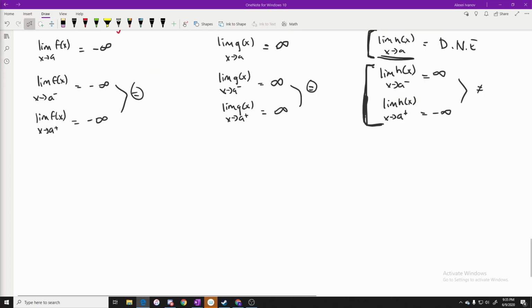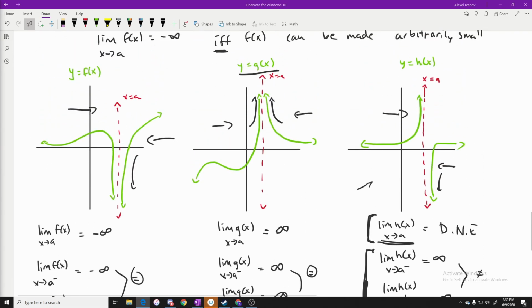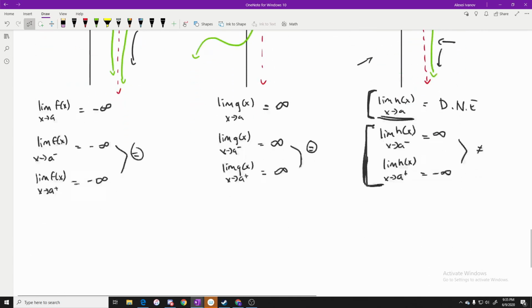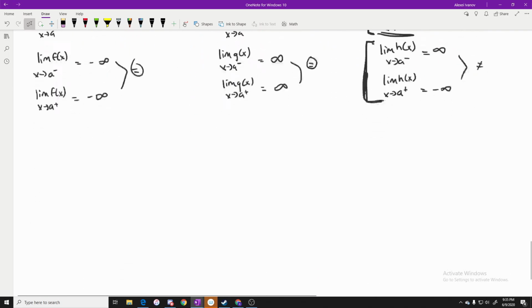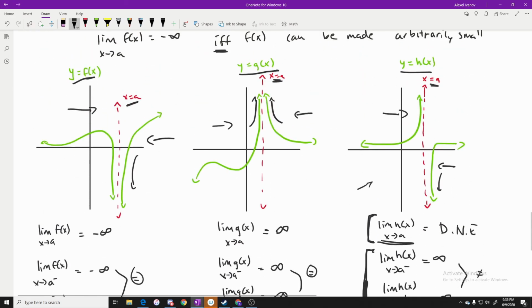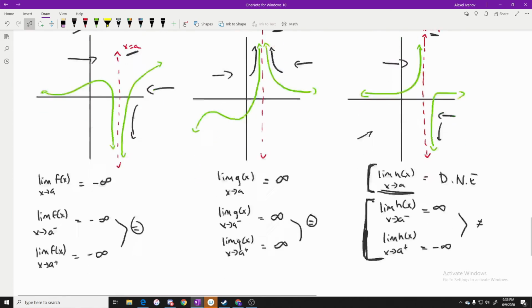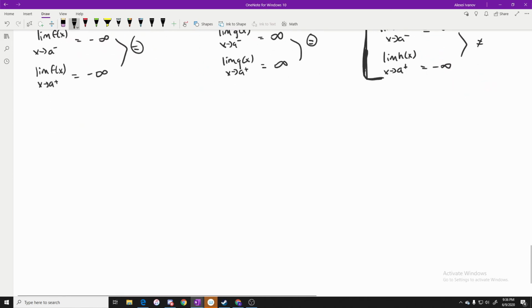So now one last thing to note about these functions is that this line right here, x equals a in all these cases, is called a vertical asymptote of the curve, whatever the curve in question is. This one is y equals f of x, here's y equals g of x, and this is y equals h of x. But this line right here is called a vertical asymptote if at least one of these 6 following conditions is true. I'm going to speed it up and write it down here, but basically if we are approaching infinity from any side of this x equals a line, it is considered to be a vertical asymptote.